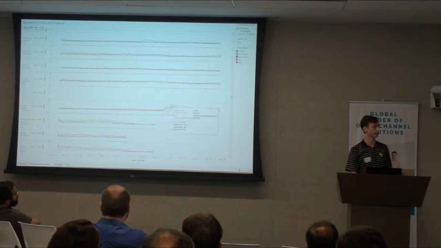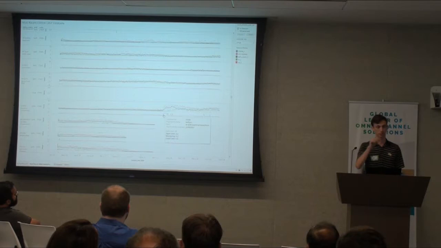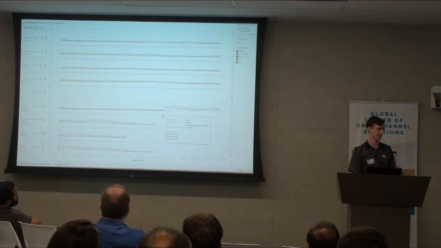Again, I'm not going into the math of this, but blue line goes above red line. Easy condition to find, right? So that's what this purple here is indicating. Purple is just up when the upper control limit is violated and down when it's not.